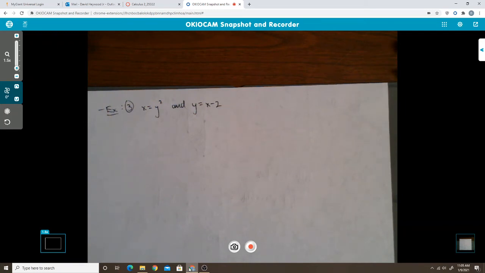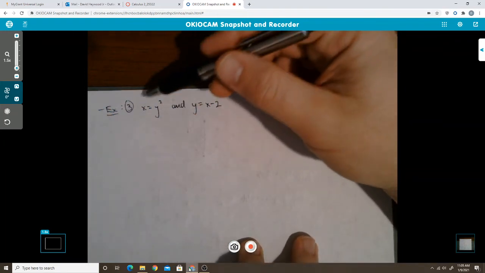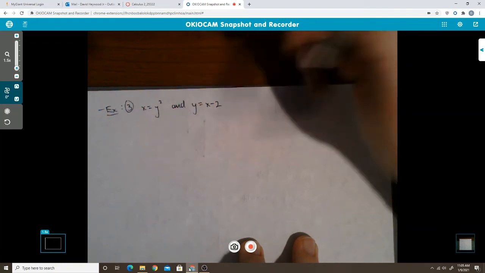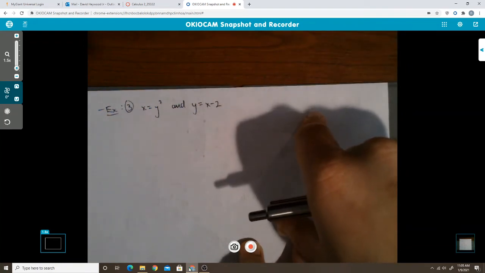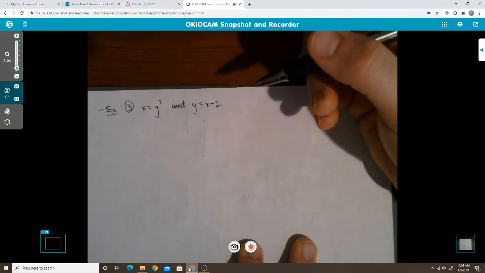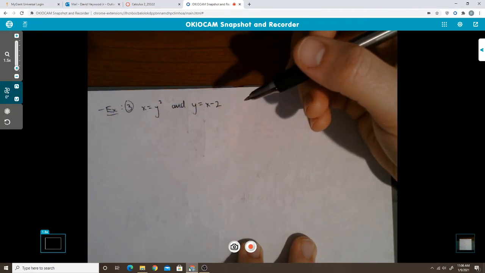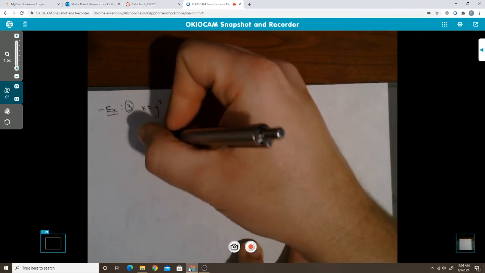So when it comes to drawing these things, x equals y squared, that's a parabola that's been tipped over on its side, right? So it's opening up on its side. And then y equals x minus 2. We're just supposed to find the area of the region enclosed by these curves. So let's see.